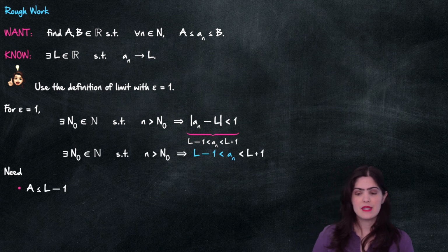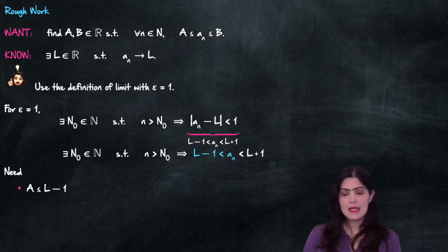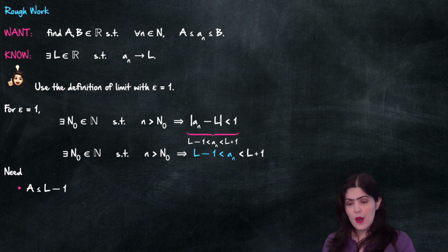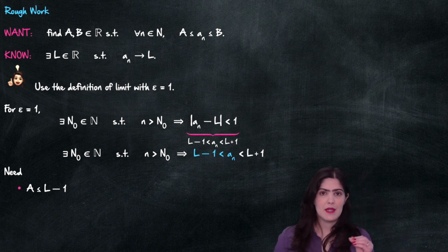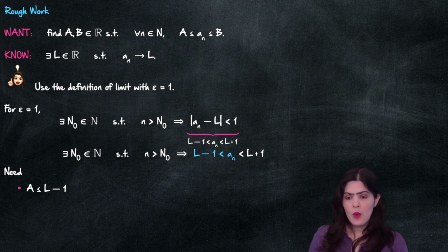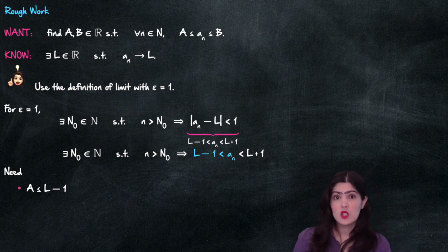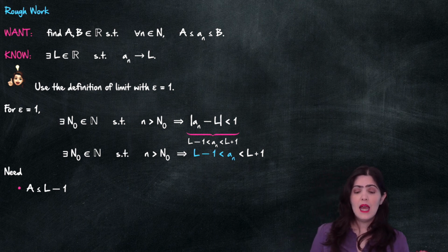And I'm going to rewrite the definition here, and I'm highlighting this part in blue because you see we know that a_n is greater than L minus 1. So if I want to find an A that is less than or equal to all my a_n, it makes sense to pick an A that is less than or equal to L minus 1.